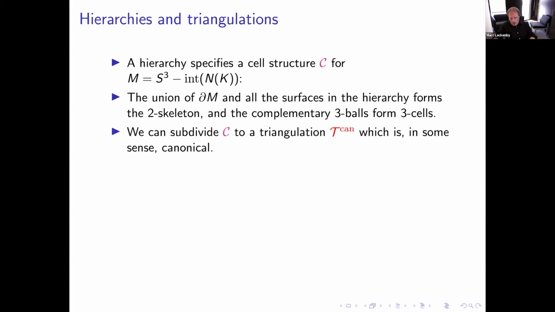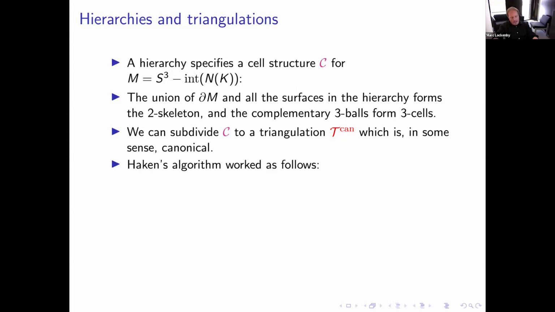And then what Haken does, or what Matveev does, is you then subdivide this to a triangulation, which in some sense is canonical. You can just sort of cone off, subdividing the two cells into triangles, coning from a central point, subdividing the balls into tetrahedra and so on. And so what you get is this triangulation for the knot exterior, which in some sense is canonical. It just depends on this choice of hierarchy.